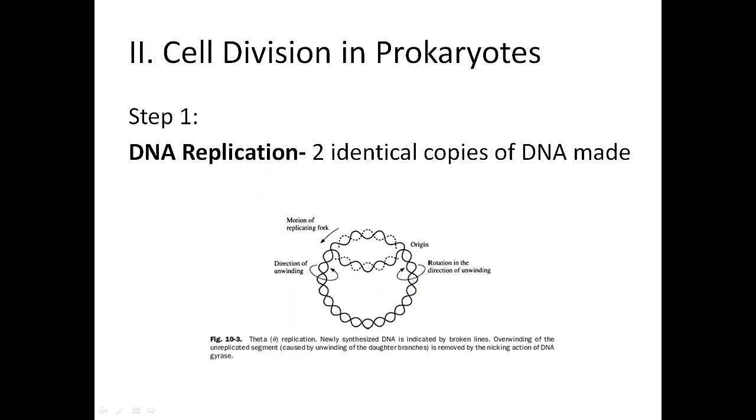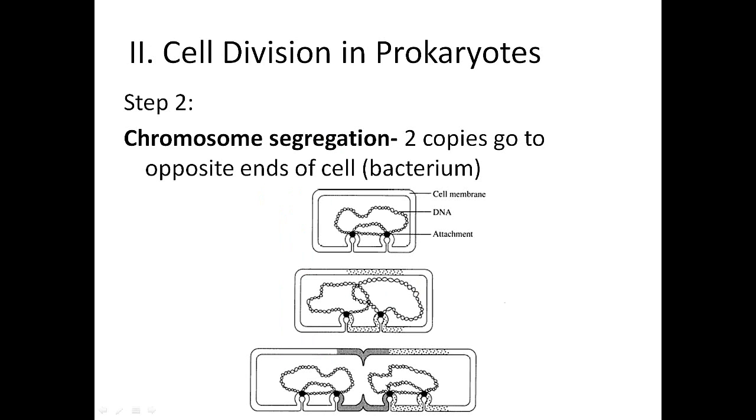The first step is that the DNA gets copied, and most DNA in prokaryotes is in a ring shape like this. So the DNA gets replicated and you end up with two identical copies. You can see in the picture here that it was copied in this first part, and then we ended up with two copies that go to the opposite sides of the cell. This is called chromosome segregation.